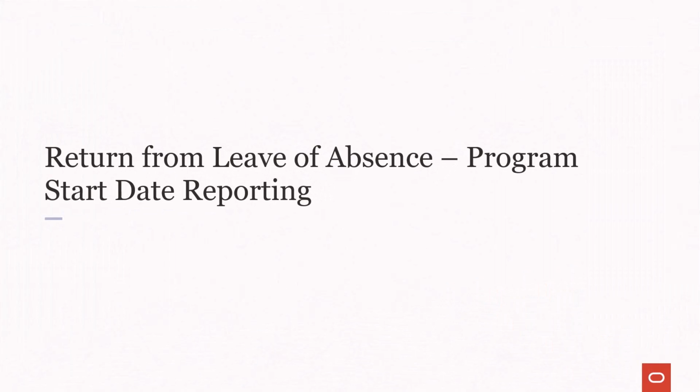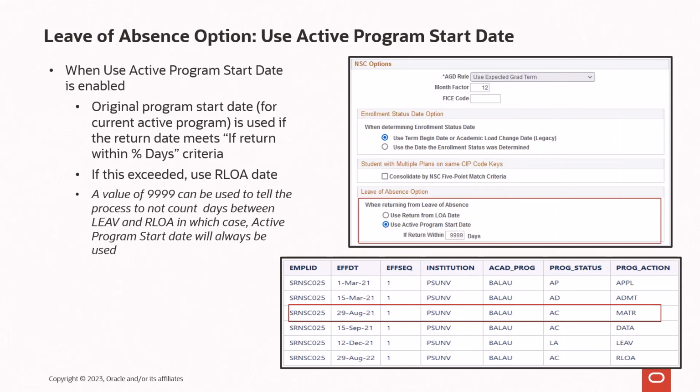In this final section, we'll take a look at the new reporting option we provided for reporting student program start date on a return from leave of absence. A new option has been provided for handling the reporting of program start date when a student returns from leave of absence. When this option is enabled, the process will always use the student's original program start date as long as the student's return date, and that is the effective date of the return from leave of absence action on the student's program stack, is within the if return within criteria defined on the institution table or on the run control. You can use the value of 9999 to always use the original program start date.